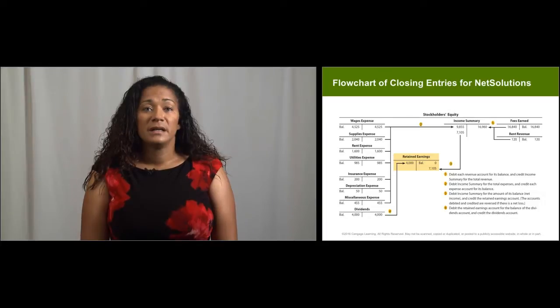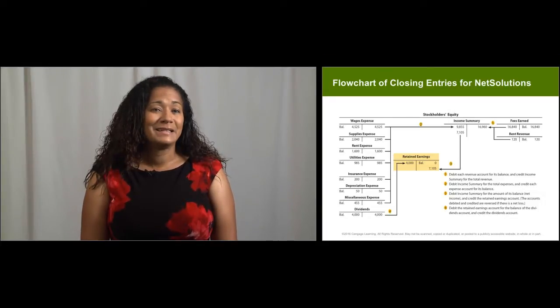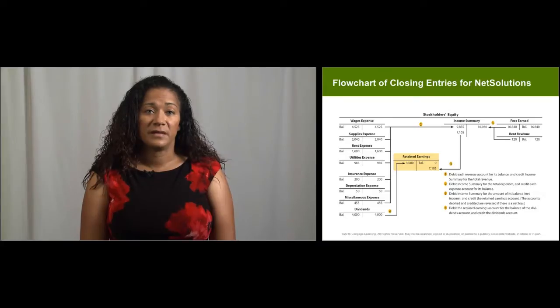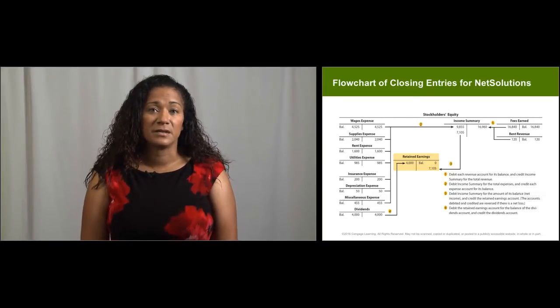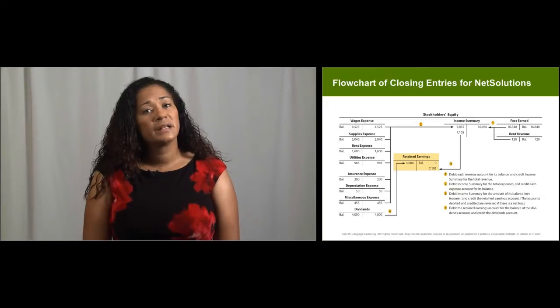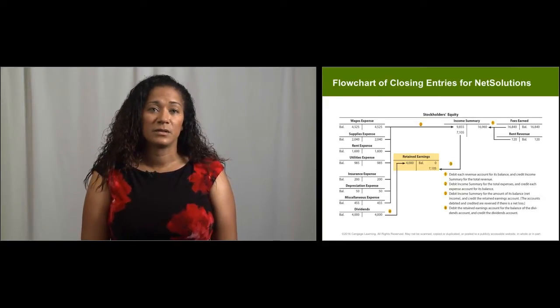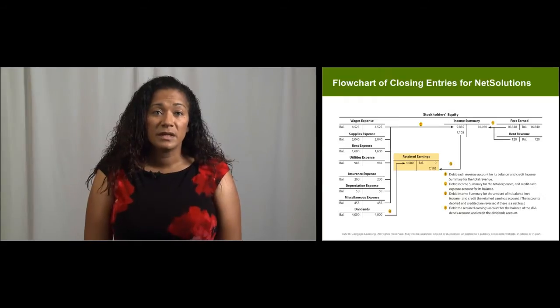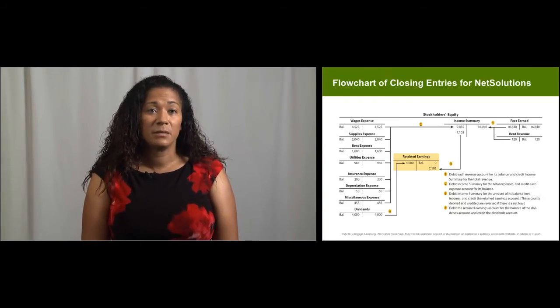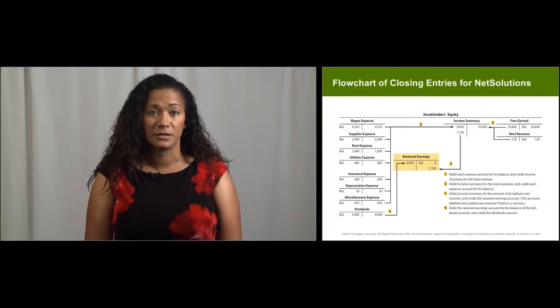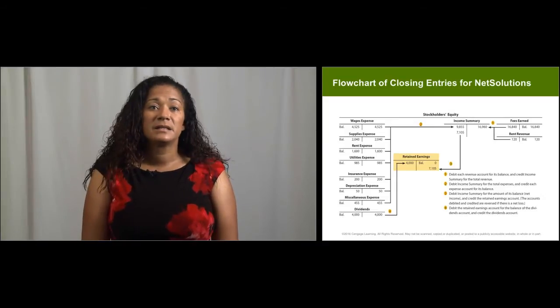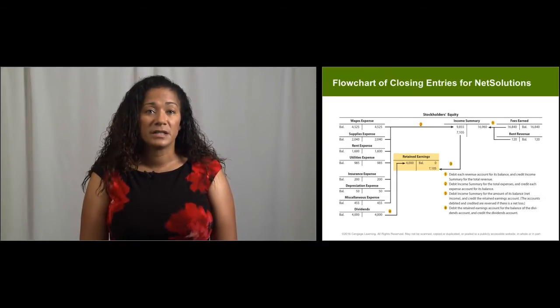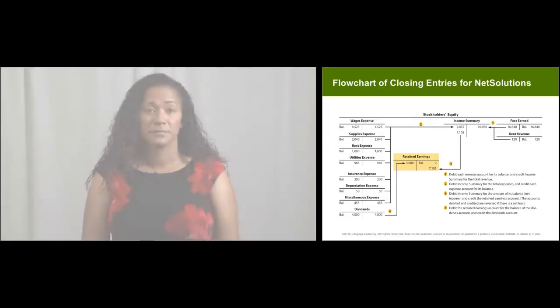Per the flow chart, Income Summary for Net Solutions has a debit of $9,855 and a credit of $16,960. Since the credits are higher than the debits by $7,105, we will need to debit this account in order to zero out the balance. The entry to close Income Summary is to debit Income Summary $7,105 and credit retained earnings $7,105. This entry will close Income Summary and transfer net income to retained earnings.